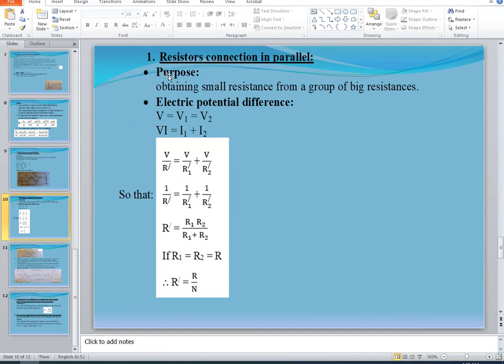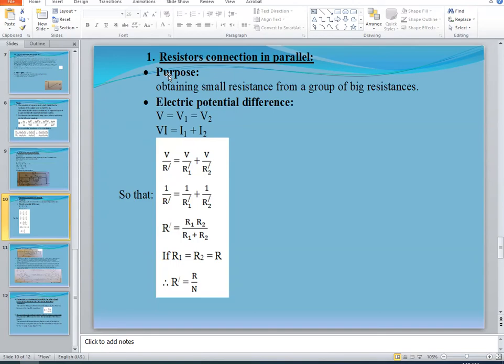What about resistors connected in parallel? In parallel connection, the purpose of this connection is obtaining a small resistance from connecting a group of big resistances. Here in parallel connection, as you see, the value of I will divide on these branches in front of you, of course, so I isn't constant. But if I isn't constant, then V will be constant. V of all of these resistors will be constant.